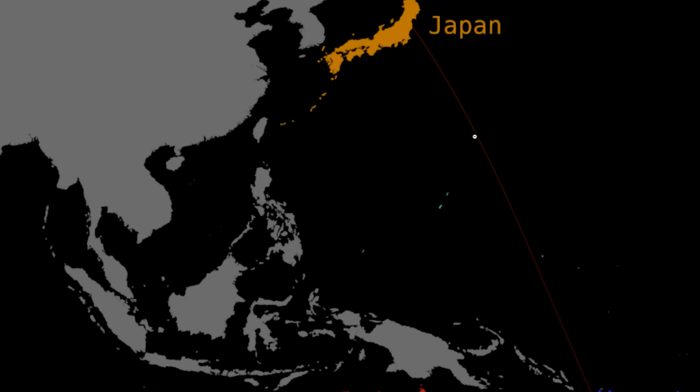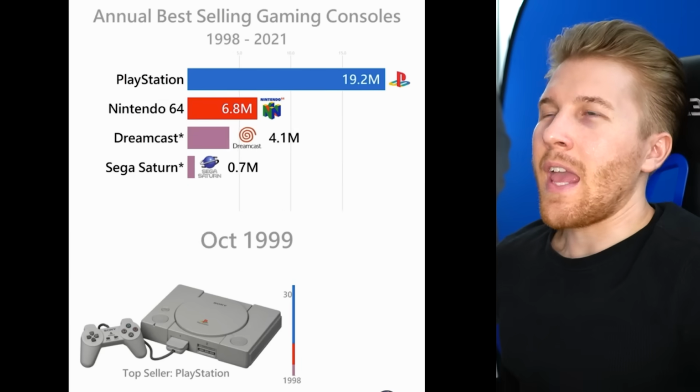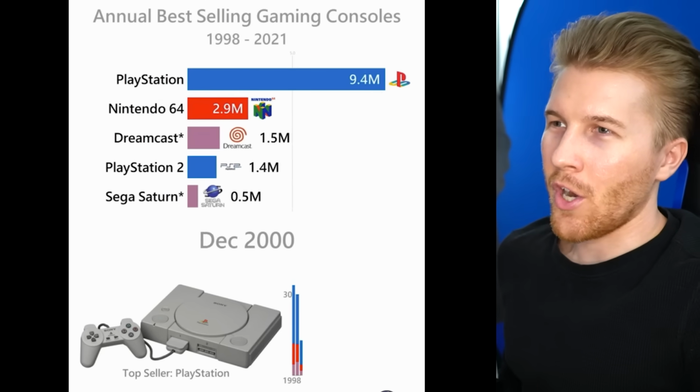I could barely see this thing. Look at this straight line. Oh, you have to pass right by. That is incredible. Here's a video showing annual best-selling gaming consoles starting in 2000.